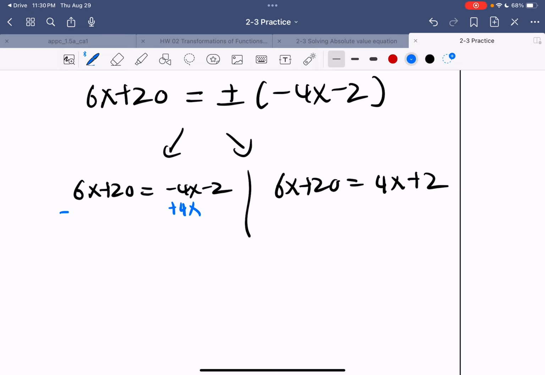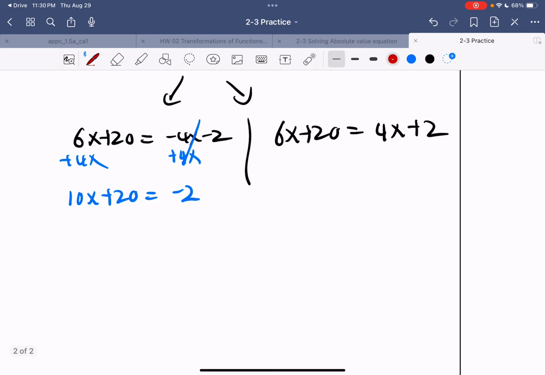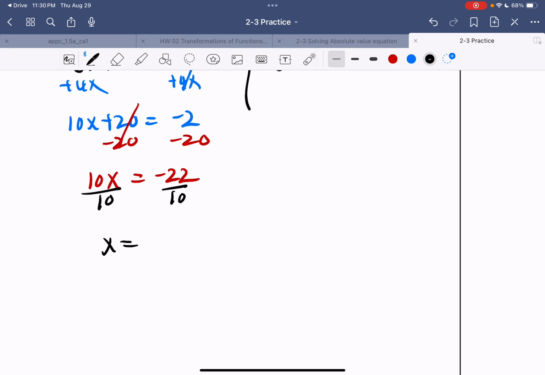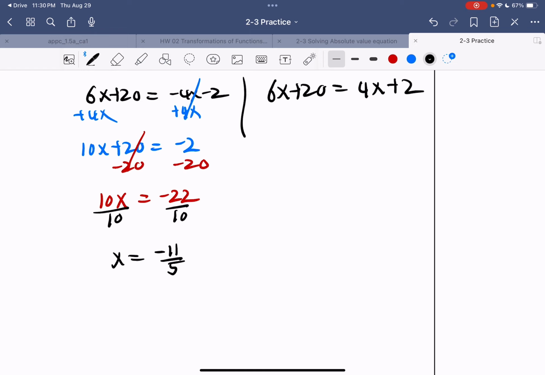So plus 4x on both sides. You're going to get 10x plus 20 equals negative 2. I knew it. Minus 20 on both sides. You're going to get 10x equals negative 22, divided by 10 on both sides. x equals, I mean, you don't really have to do it because you're going to use decimals, but if you simplify, you're going to get negative 11 over 5, okay?